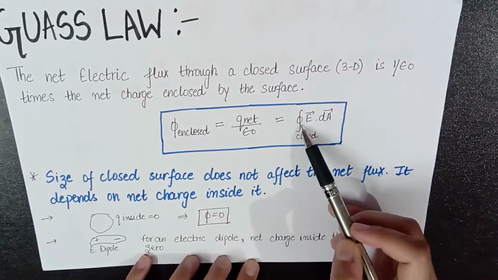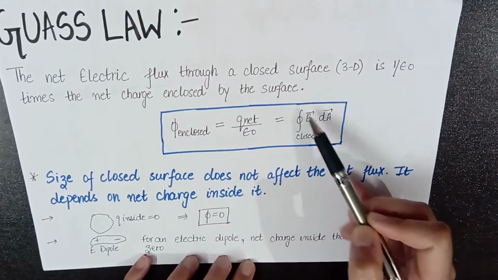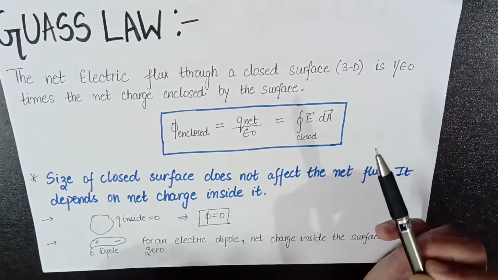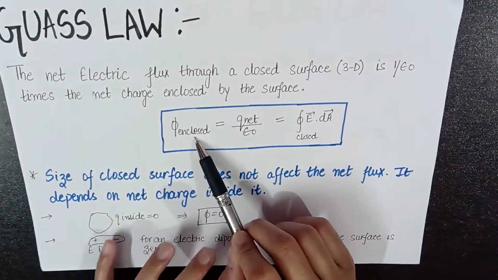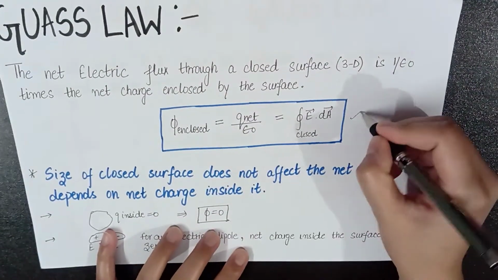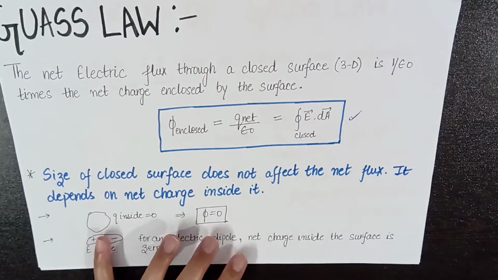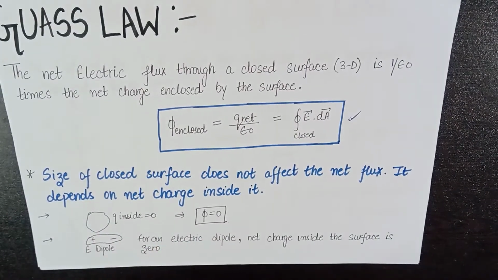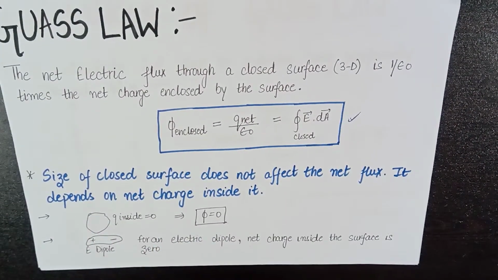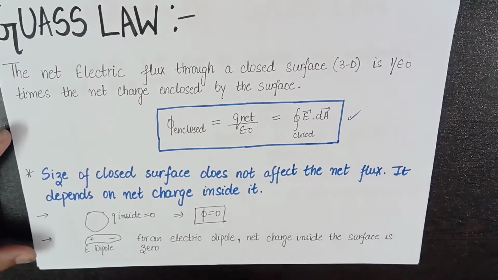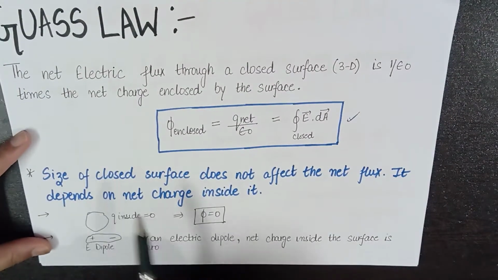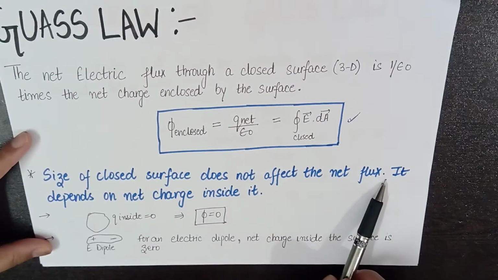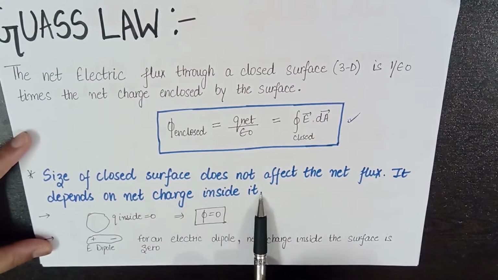और इसे हम कैसे लिख सकते हैं? Further, phi को कैसे लिख सकते हैं हम? E dot dA. We have just studied the expression of electric flux, so we are using that here. So this is the net expression for the electric flux, which is given by the Gauss law. Now there are some points that we need to highlight. The size of the closed surface does not affect the net flux. It depends upon the net charge inside it.